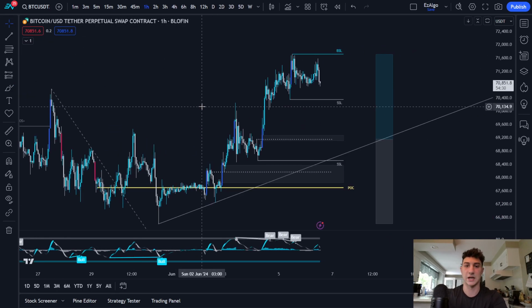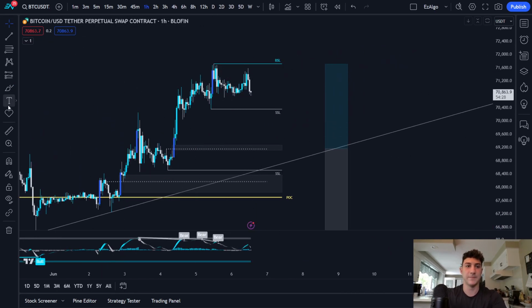All right, here we go. This looks a lot better, right? So we have the buy side liquidity and the sell side liquidity, right? So if you want to take a long position, you want to be targeting the buy side liquidity. If you want to take a sell position, you can be targeting the sell side liquidity.